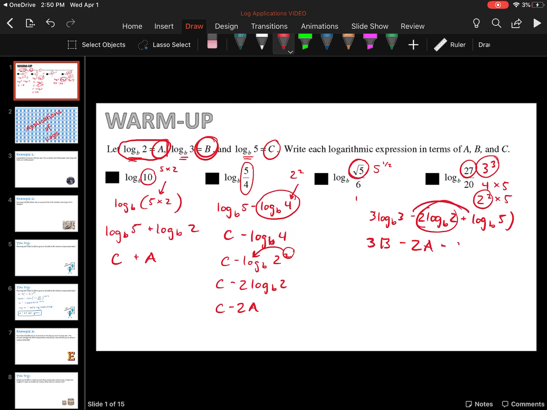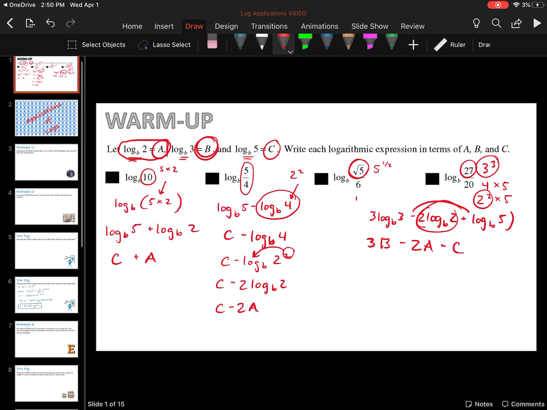which will be minus c, and you can leave your answer just like that. Okay, so that's your warm-up. Make sure you're good with that. You guys did some practice of that last week, so you should be good.